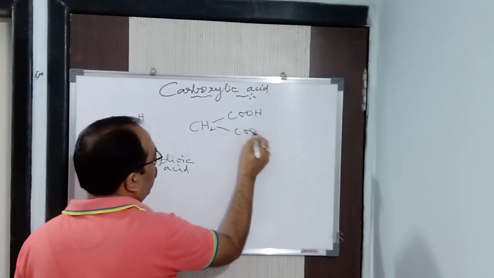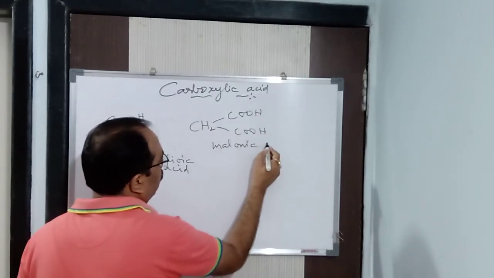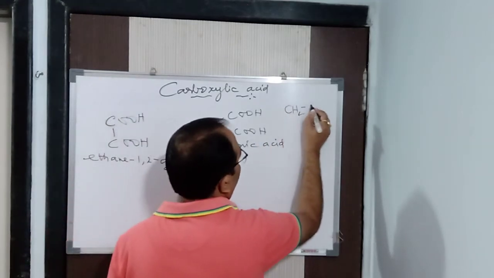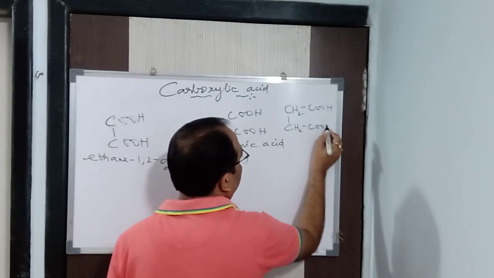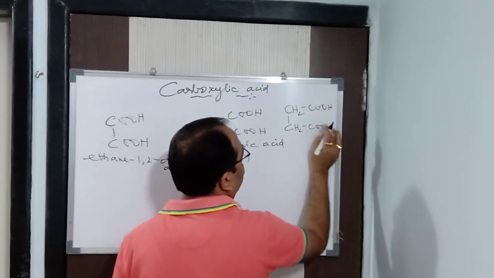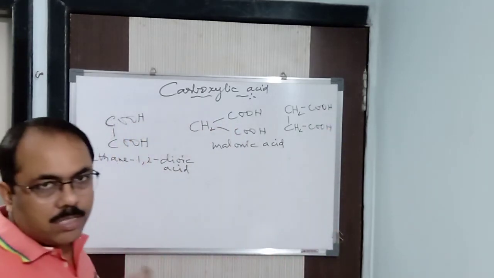CH2COOH. This is also a dicarboxylic acid. What is it known as? Malonic acid. This is called malonic acid. Then we have CH2COOH. Now this name you need to remember, understood? For that reason I am writing it. This name you have to remember. Basically the common name. The IUPAC name is not difficult at all.